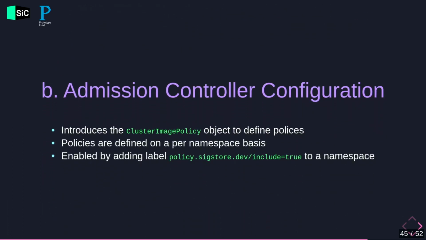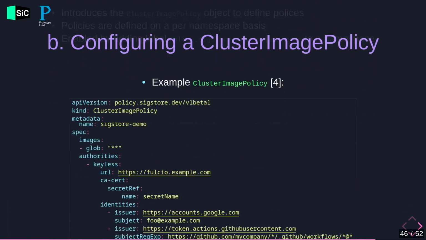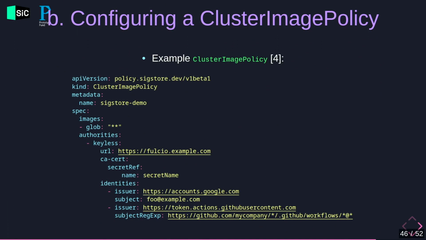Okay. Yeah, so how do you actually configure that? The policy controller introduces a new object. It's called ClusterImagePolicy, with which you can define your policies. And to actually enable it, since it's namespace based, you have to enable it with a label on your namespace. In this case, policy.sigstore.dev/include equals true. And again, I have brought you a little example for a ClusterImagePolicy.